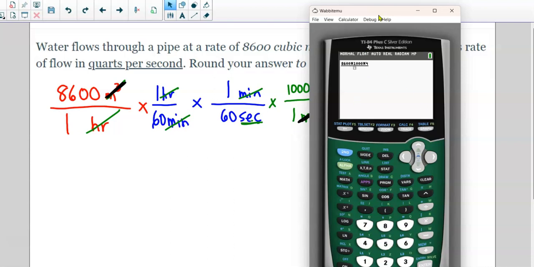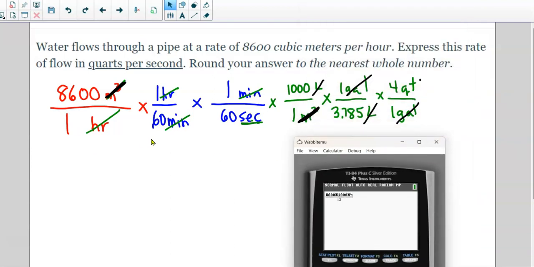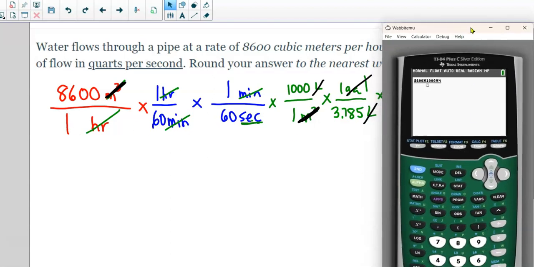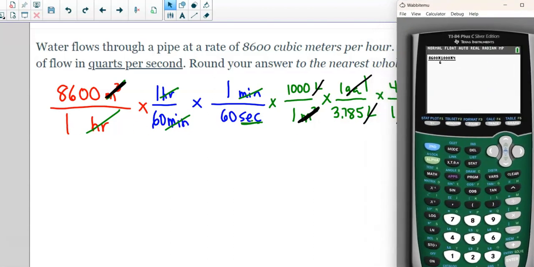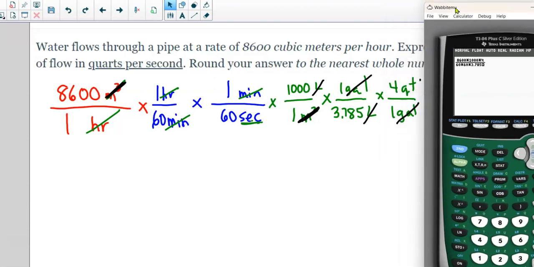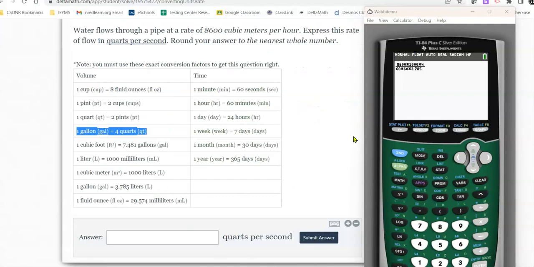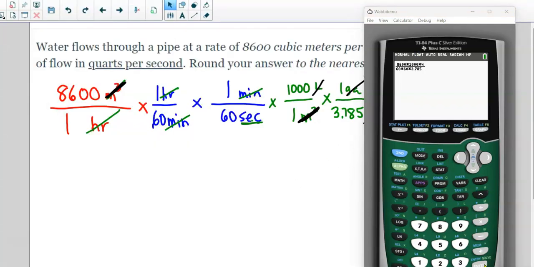Now down in my denominator, it looks like I have 1 times 60 times 60 times 1 times 3.785. So I'm going to skip the 1s, and I'm just going to type the 60 times 60 times 3.785. I think the last one is a 1, yep. Let me just check that. 3.785. And now I'm going to press enter, and there I have it.